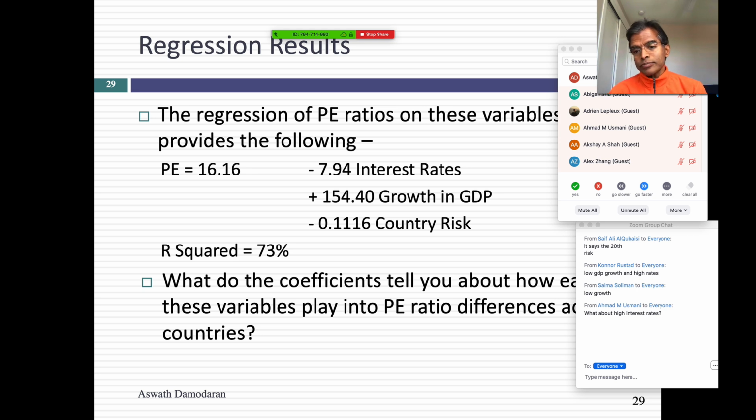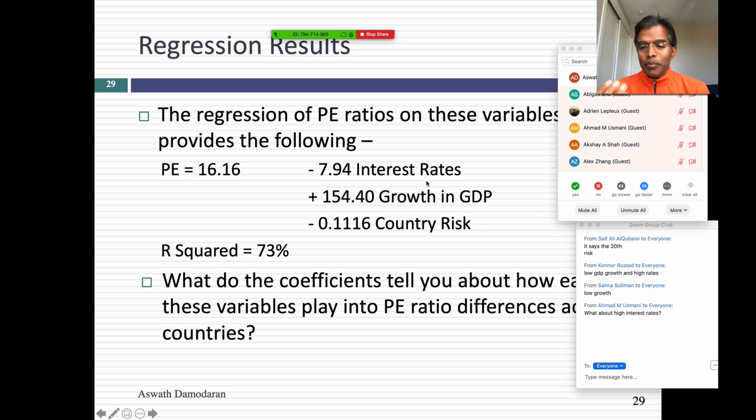I ran a regression. When you run a regression, it takes the data and summarizes it with a regression equation. So these are not numbers I estimate, they're output from the regression. Let's read the regression and see what it's telling us. The base, 16.16, tells you very little. It's what I'm going to build off. Minus 7.94 times interest rates. What does that tell me?